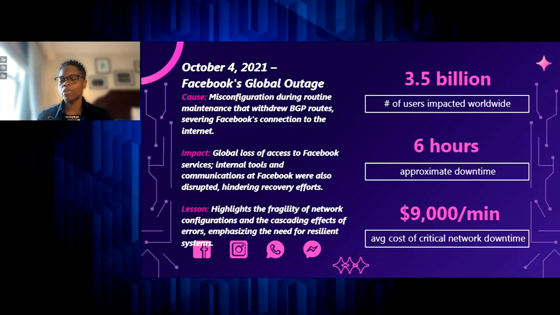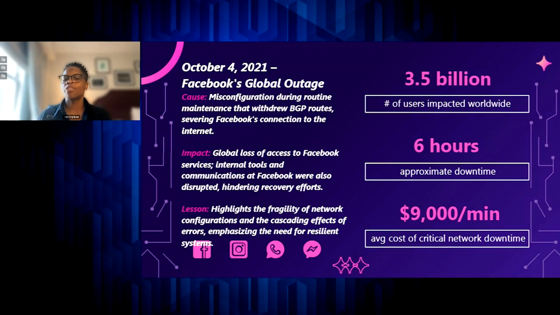So in October of 2021, billions of people suddenly lost access to Facebook, Instagram, WhatsApp, and Messenger. And it wasn't because of a cyber attack. It wasn't because of a hardware failure. It was actually because of a misconfiguration in how Facebook actually connects to the internet. It was a routine update that accidentally removed Facebook's BGP, or their border gateway protocol routes, from the global internet. So you think of this like a GPS deleting your home address. If GPS doesn't know how to get you home, it's not going to take you home.